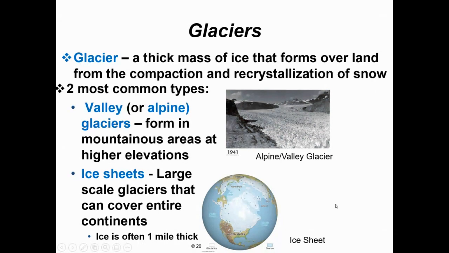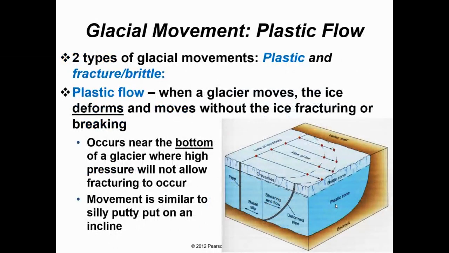Another difference between the two is that valley glaciers aren't very thick. I mean, they can be thick. What I would say, maybe like 300 feet thick, 500 at best, for valley glaciers, but ice sheets can get to be upwards of a mile thick, so over 5,000 feet thick. So it's a major difference between the two, thickness-wise.